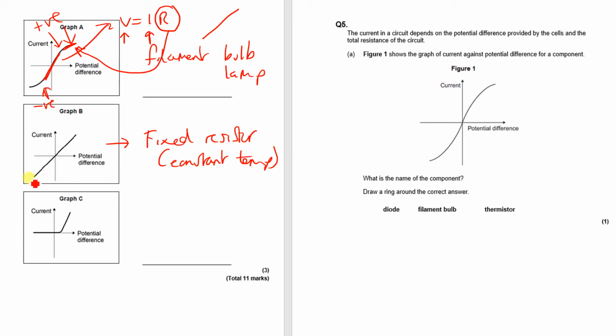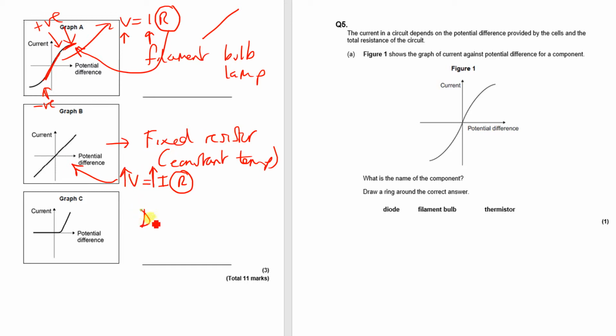So when the resistor is kept at a constant temperature, it obeys Ohm's law. And what does that mean? As I said before, V equals IR. So when resistance temperature is constant, increasing voltage will increase current by the same amount. You get a directly proportional graph.